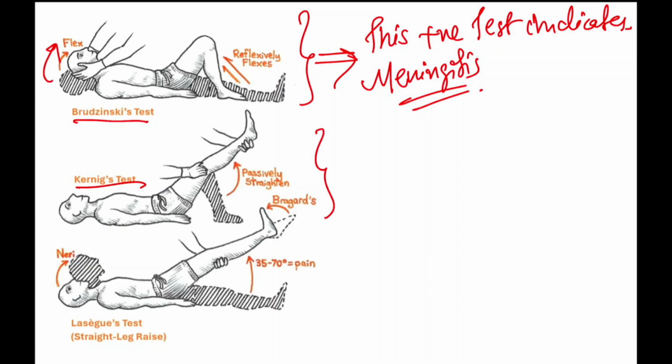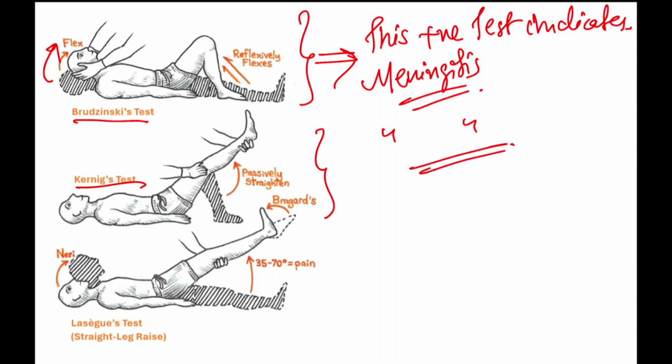What happens in Kernig sign? The patient is made to lie flat in a supine position. And when the doctor or the person doing the test passively extends or straightens the knee of the patient, the patient will feel pain at the lower back or at the hips. If the patient feels the pain, it indicates that the test is positive, and a positive Kernig's test indicates, again, meningitis.